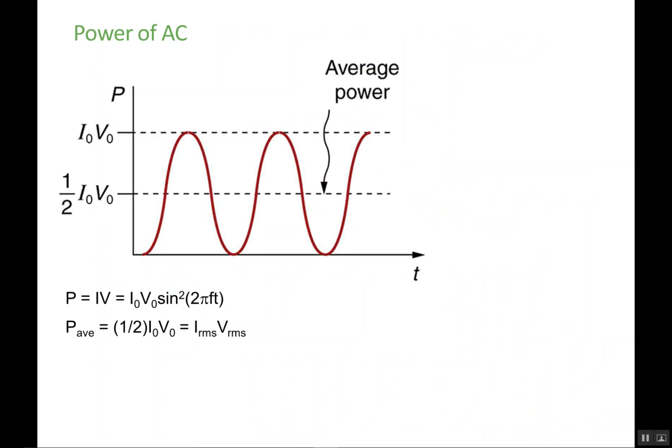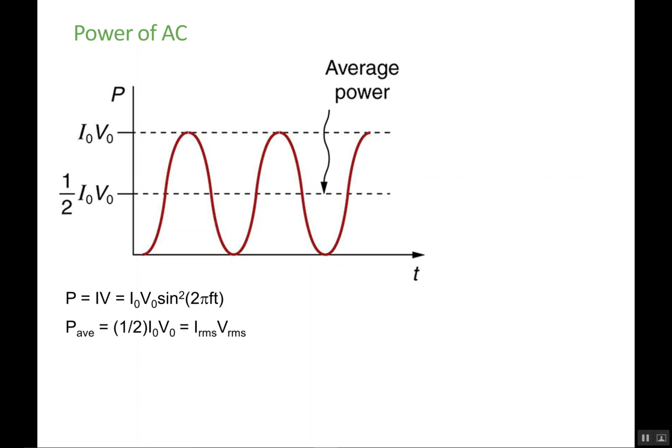Now, because of this oscillating nature of AC power, voltage and current spend just as much time positive as negative. So in your household wiring, the current is changing directions at a frequency of 60 hertz. 60 times a second, the current flips and changes direction.